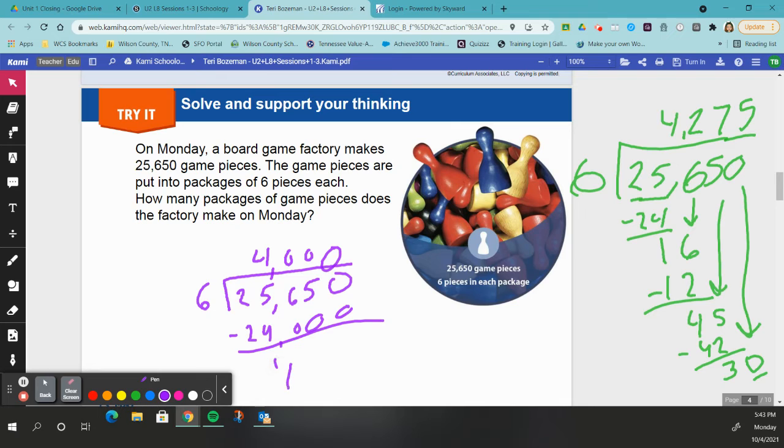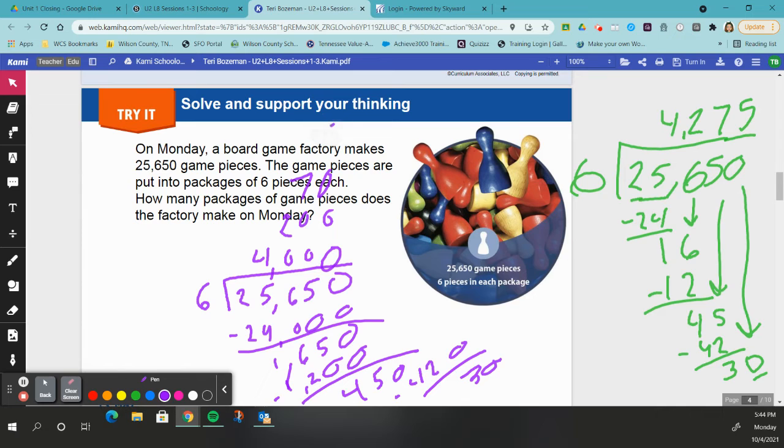And then that would have left us with 1,650. And then we had times 200. So minus 1,200 leaves you with 450. And then we timesed it by 70. So that would have been minus 420, which left us with 30. And then we times it by 5 and subtract 30 to get 0.